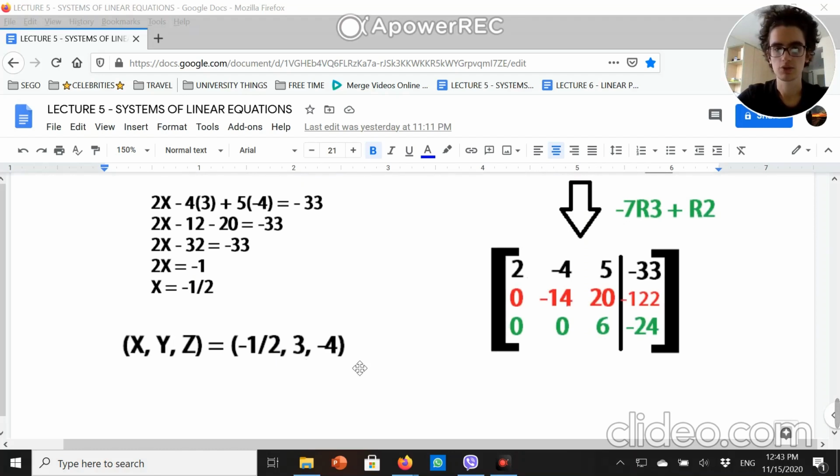And that's the solution for this system of linear equations.